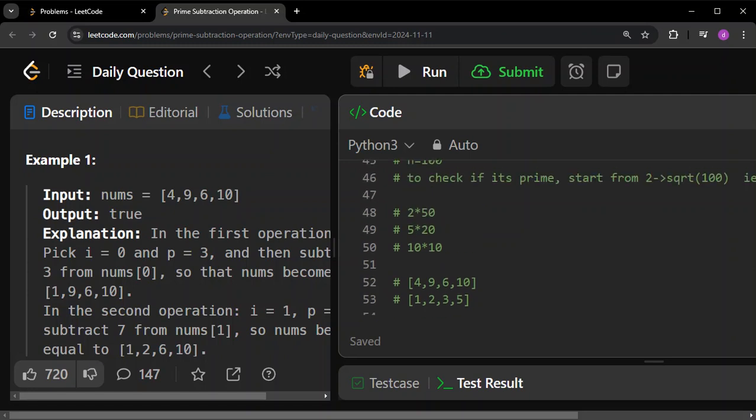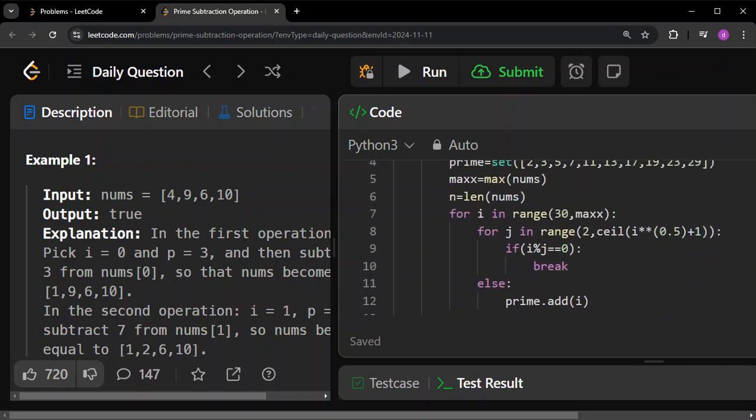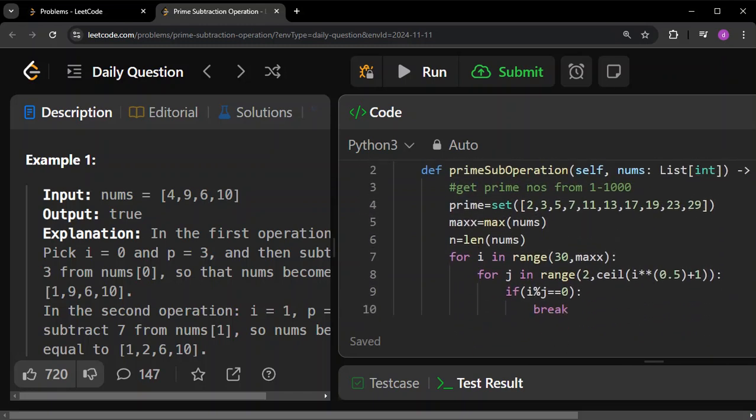Now, coming to the part of how we are going to get the prime numbers. Some of the prime numbers I've written here for quick calculations. The idea here is that I need not calculate everything from scratch every time. Some of them can be stored here as they are.